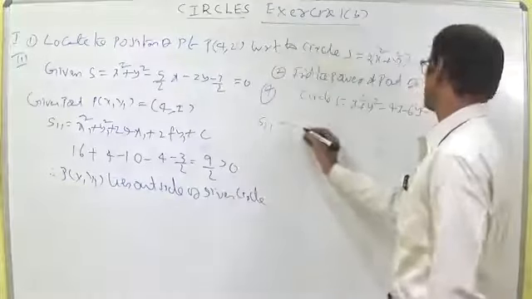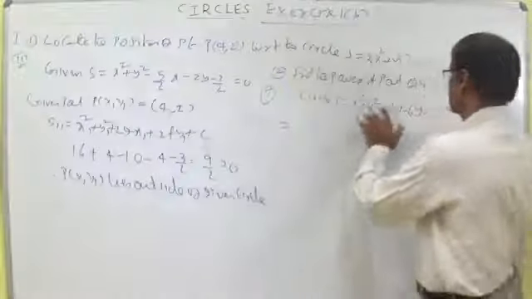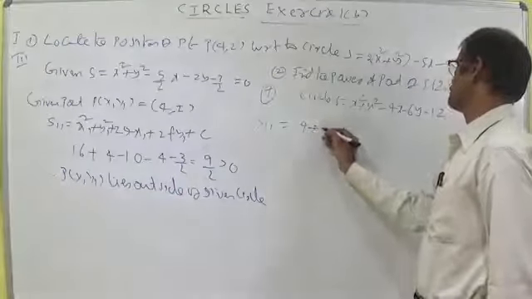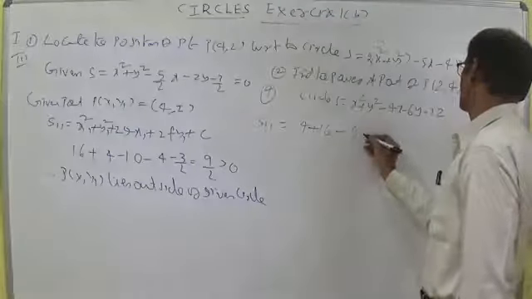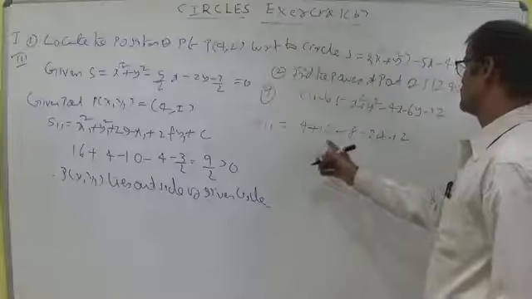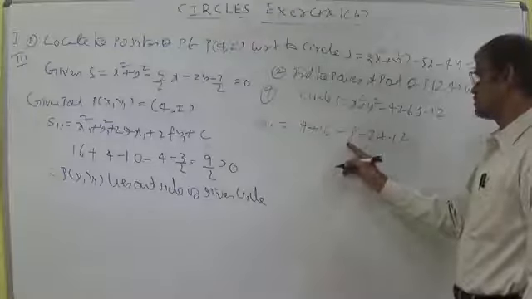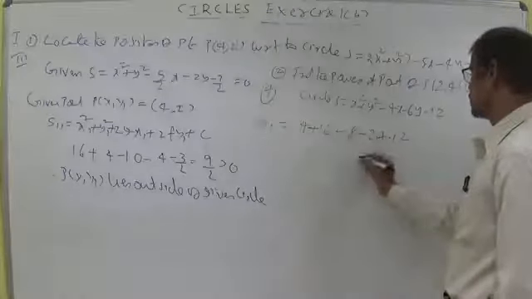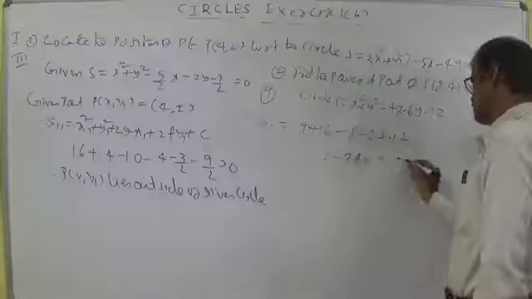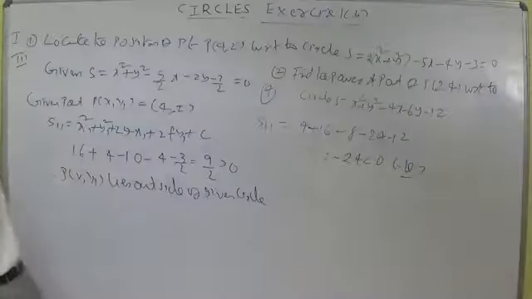S11 notation I already wrote as x1 square plus y1 square plus 2g x1 plus 2f y1 plus c. Simply substitute the values: 4 plus 16 minus 4 into 2, minus 6 into 4, that is 24, minus 12. 4 plus 16 is 20, 20 minus 8 is 12, minus 24 is minus 12, minus 12, minus 24. The power is negative, you write that. That's all. Now, let us discuss length of tangent.